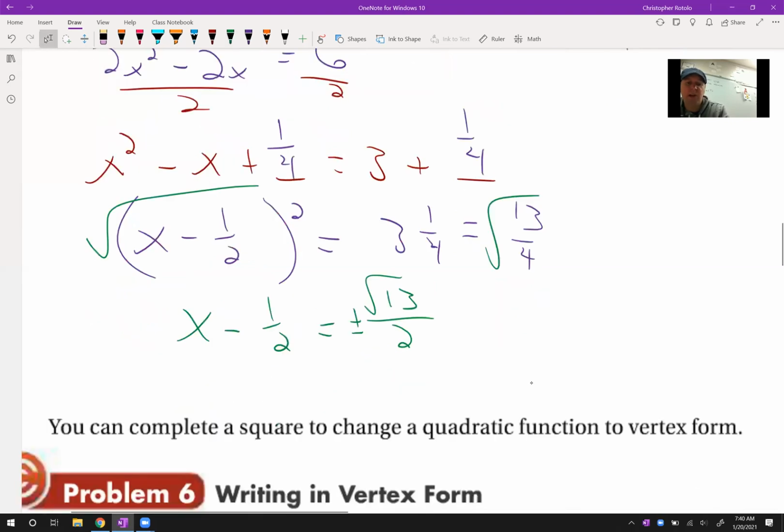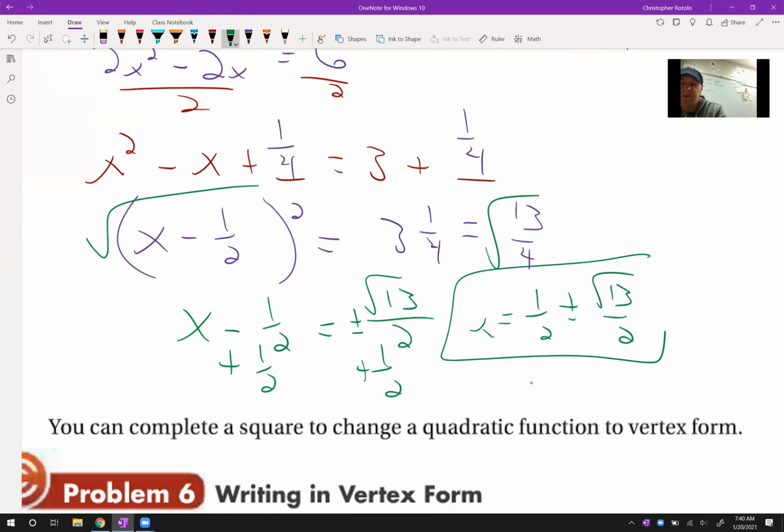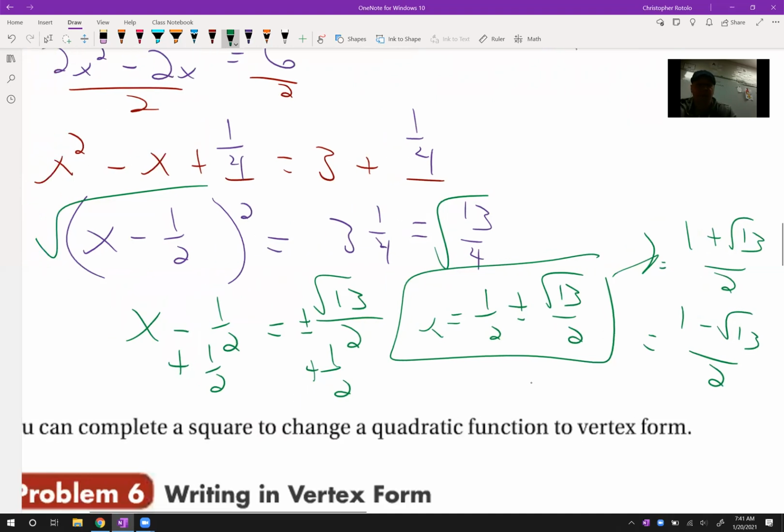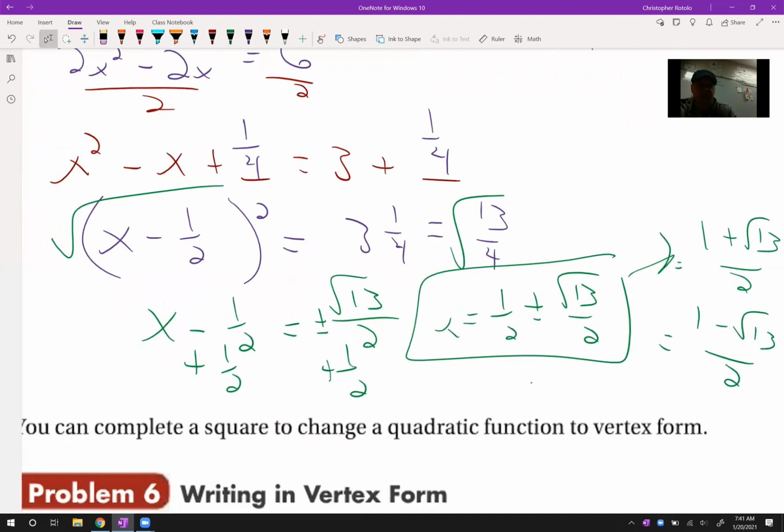One more step, we need to add 1/2. Okay, so I have 1/2 plus or minus the square root of 13 over 2. And that will give me my 2 x values, right? So one thing you might see is 1 plus the square root of 13 over 2 and 1 minus the square root of 13 over 2 as you look at SAT options. Okay, trying to take the complex fraction, the 2 parts, and make it into one big one. All right, so that's our process for completing the square.